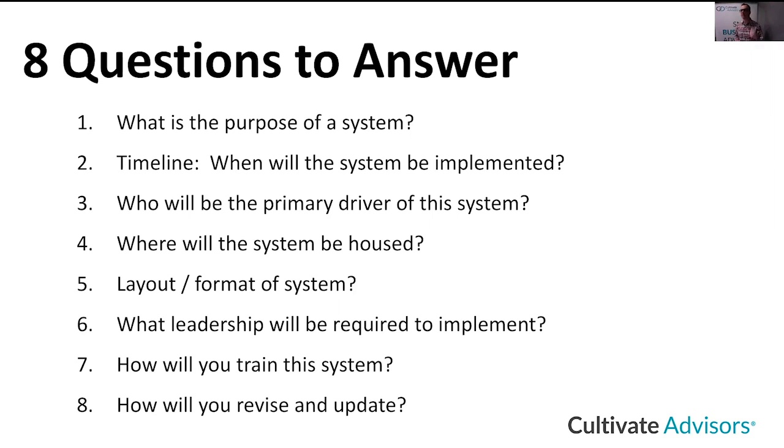How will you revise and update? When are you going to come back and look at this? Because it's probably going to change and adapt over time. You most likely didn't build the system to be perfect from day one. You're going to need to adapt slowly. When you make those adaptations, are you going to come back and fill them in? Is someone else? So this is just a really great layout to follow when you start to build systems.